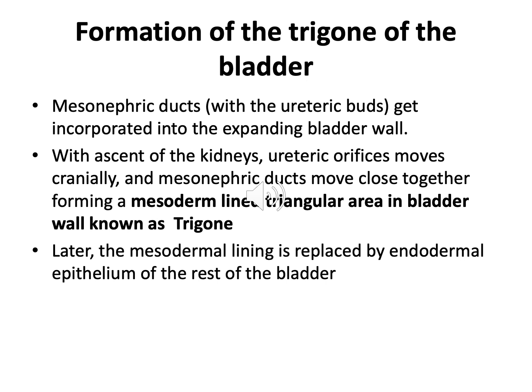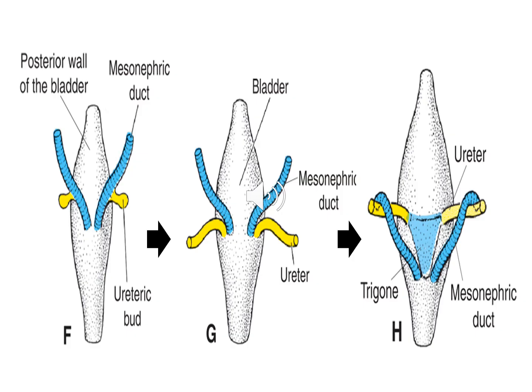Let's discuss the formation of the trigone of the bladder. The mesonephric ducts get incorporated into the expanding bladder wall, and with the ascent of the kidneys, the ureteric orifices move cranially, and the mesonephric ducts move close together, forming a mesoderm-lined triangular area in the bladder wall, which is known as the trigone. Later, the mesodermal lining is replaced by endodermal epithelium like the rest of the bladder. Here you can see this process illustrated.